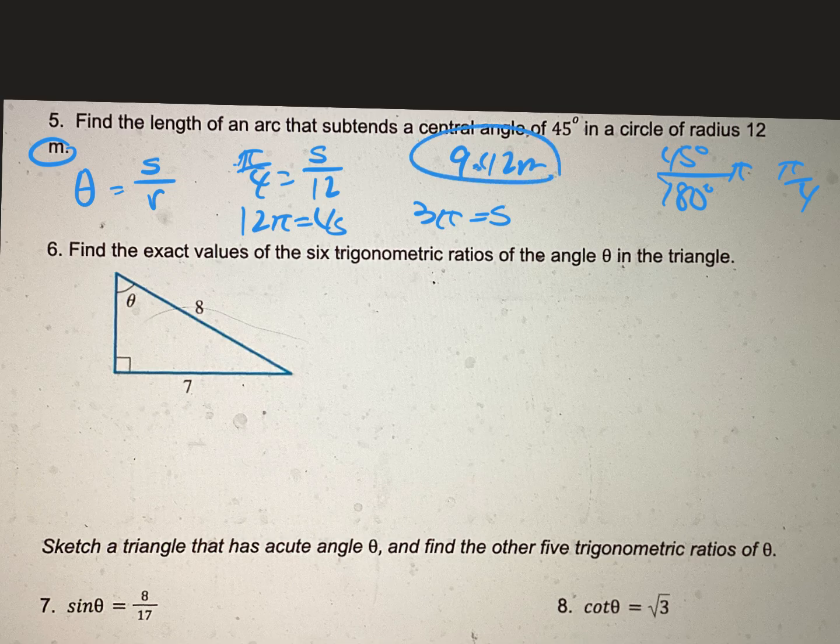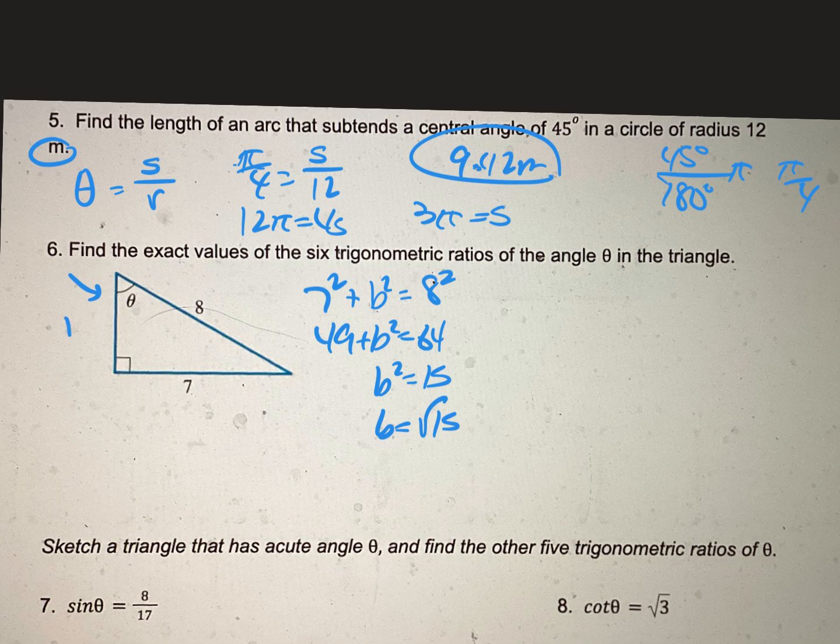All right, number 6. Find the exact values of the 6 trig functions. What you got to find first is this side over here, in case you don't know it, which in this case we don't. So I'm going to say that's 7 squared plus b squared equals 8 squared. So 49 plus b squared is 64. Move that 49 over, you get 15. Take the square root, so it is square root of 15. That's what that side is.